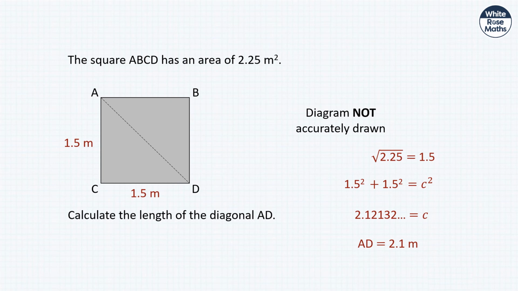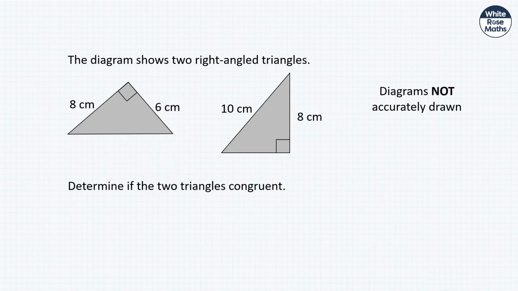That's fine. The diagram shows two right-angled triangles. Determine if these two triangles are congruent. So 6 squared plus 8 squared will give you 10 when you work it out, because it gives you 100, and the square root of 100 is 10. And then 10 squared minus 8 squared is equal to 36. Square root of that, yep, so that is true. Yes, so the triangles are congruent, because it follows the rule side, side, side.